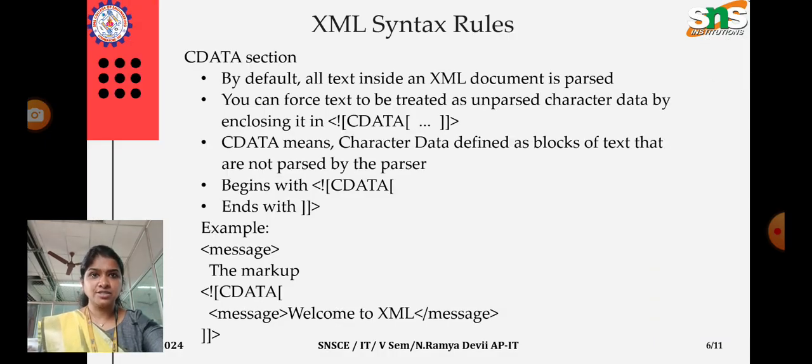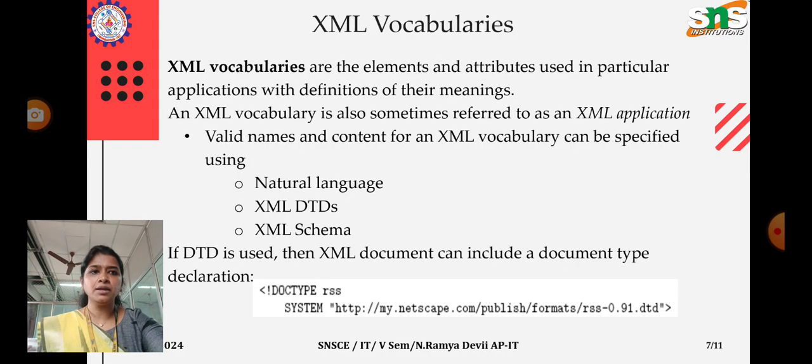Next, the CDATA section, which is the character data section. By default, all text inside an XML document is parsed. You can force text to be treated as unparsed character data by enclosing it in CDATA. CDATA means character data defined as blocks of text that are not parsed by the parser. It begins with the exclamation mark and CDATA and also ends with the closing brackets. For example, in the message, a markup CDATA message is welcome to XML. So this data alone will not be parsed.